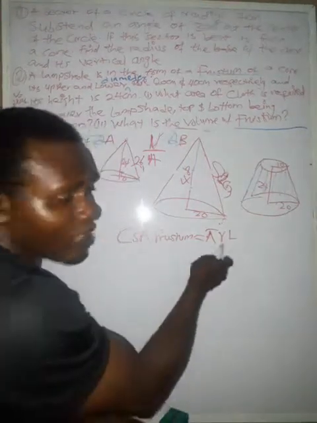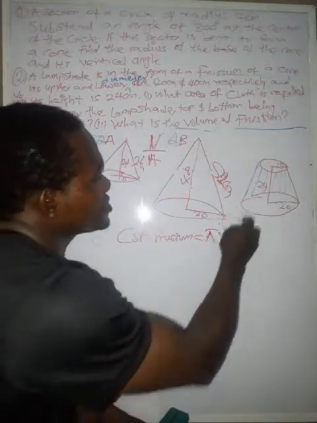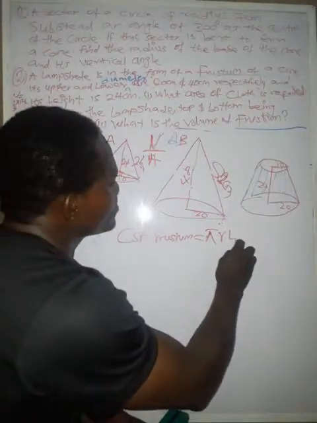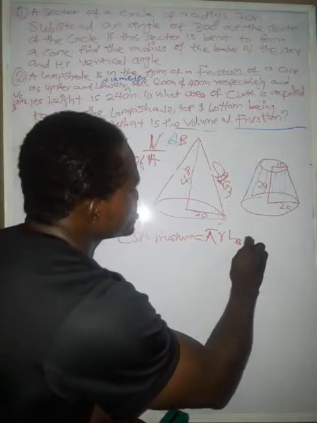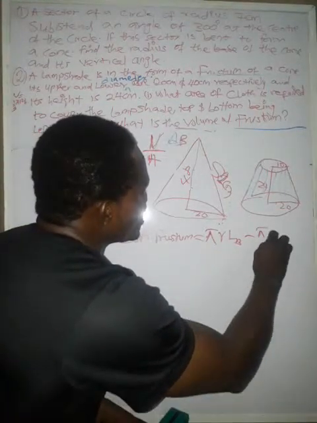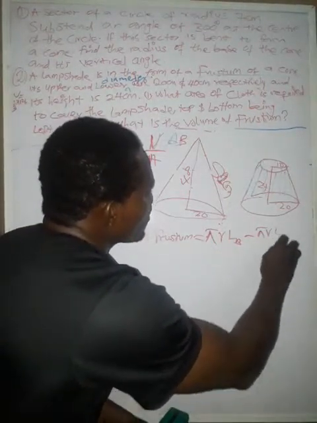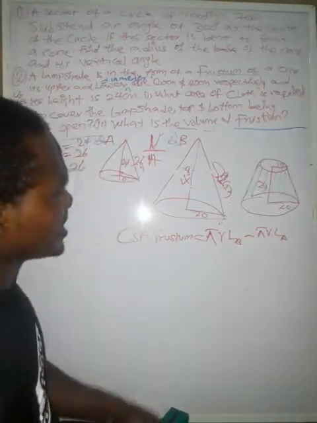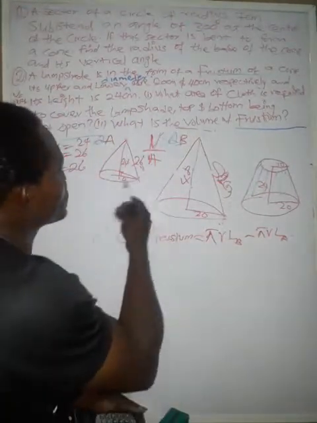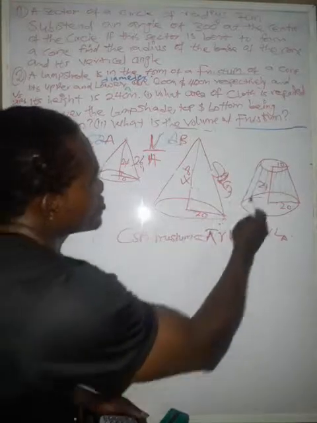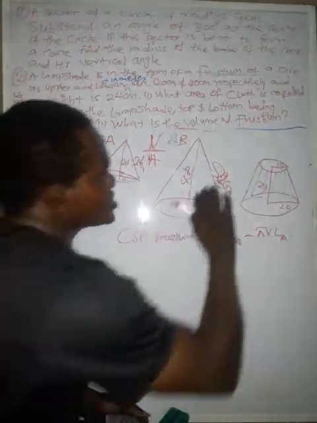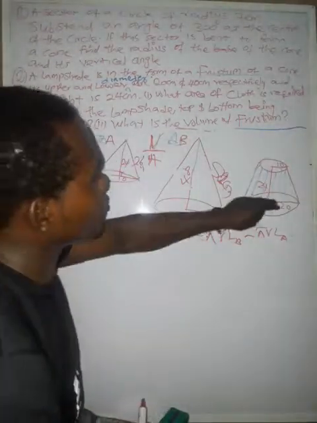r l. I have proved this formula earlier. For cone B, minus pi r l for cone A. So by the time you subtract this smaller cone from the bigger cone, you are left with this shape, which is the curved surface area. You don't need to find this area.